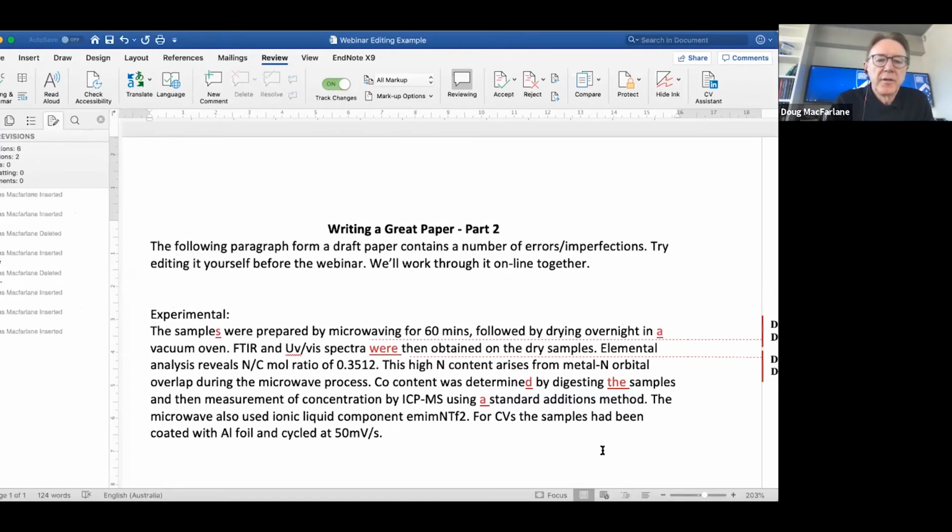"The microwave also used ionic liquid component NTf2." It's probably okay grammar-wise. "For CVs, the sample had been coated with Al foil and cycled at 50 millivolts per second."